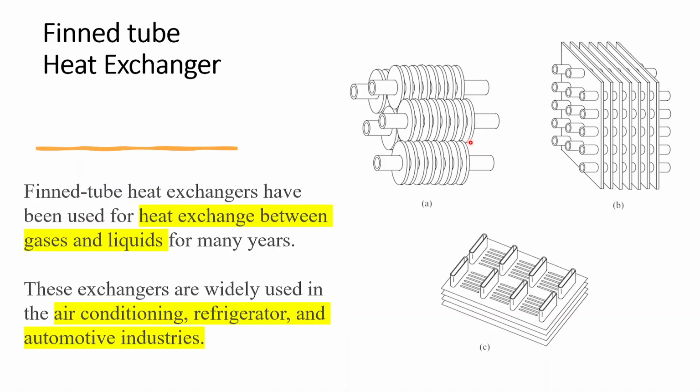And what this sentence here says is that tube fin heat exchangers are good for heat exchange between gases and liquids, and they have been used for many years. And these are used in air conditioning, refrigerator, and automotive industries. Okay, so this is a good thing. So we will choose this. If we choose something like this for our example, where will the gas flow? Where will the liquid flow?